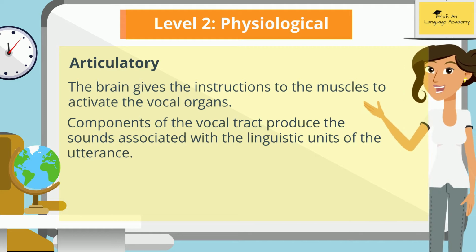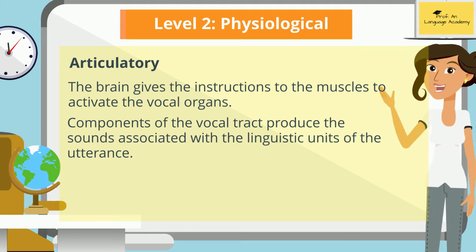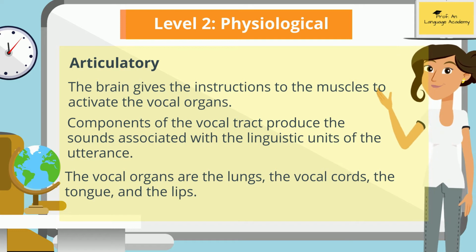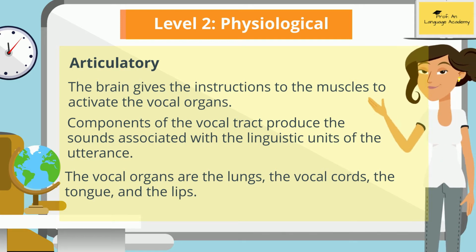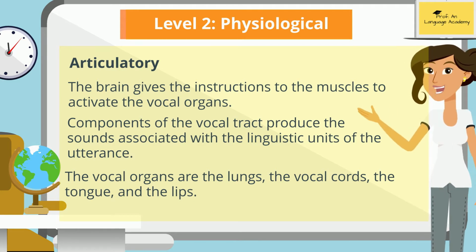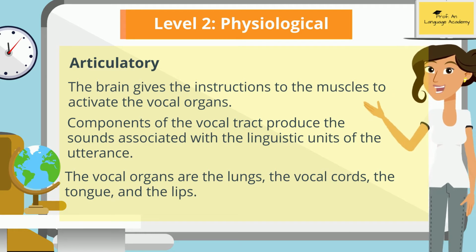Components of the vocal tract produce the sounds associated with the linguistic units of the utterance. The vocal organs are the lungs, the vocal cords, the tongue, and the lips. Muscle movements that expand and contract the lungs move the air. This air moves through the vocal tract and ends at the mouth and nostrils.